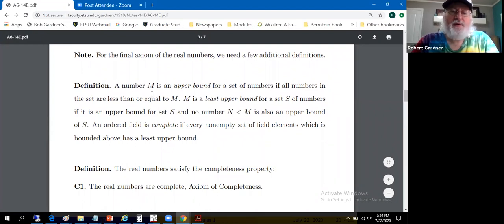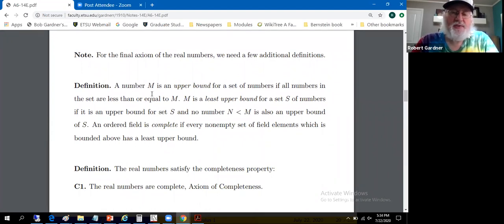Consider the following. So sit tight. This is pretty technical stuff, but we'll illustrate it with a story about airplanes taking off. A number m is an upper bound for a set of numbers if all numbers in the set are less than or equal to m. Makes sense. Upper bound: everything in the set is less than or equal to this upper bound.